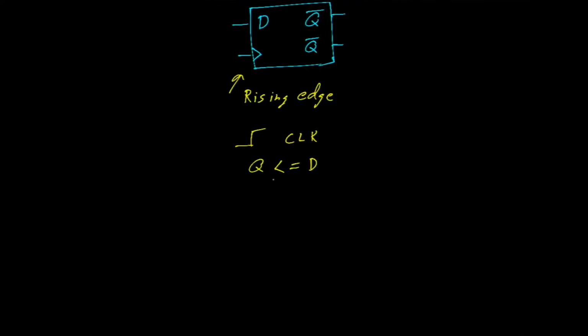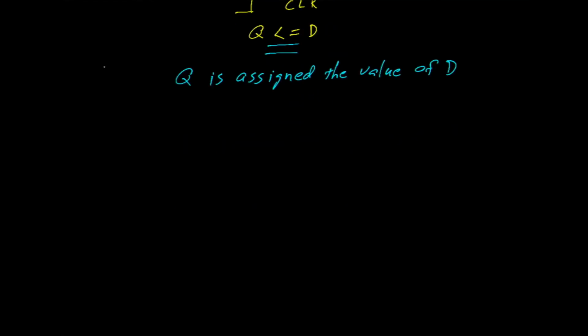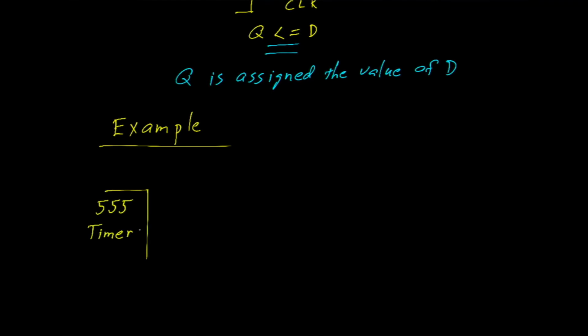This may look backwards, so let's go ahead and write that out. We would say Q is assigned the value of D. As an example, consider this circuit. Let's start with a 555 timer, which will give us a square wave at whatever frequency we desire. Feed that into a flip-flop. Actually, let it go in on the clock input.